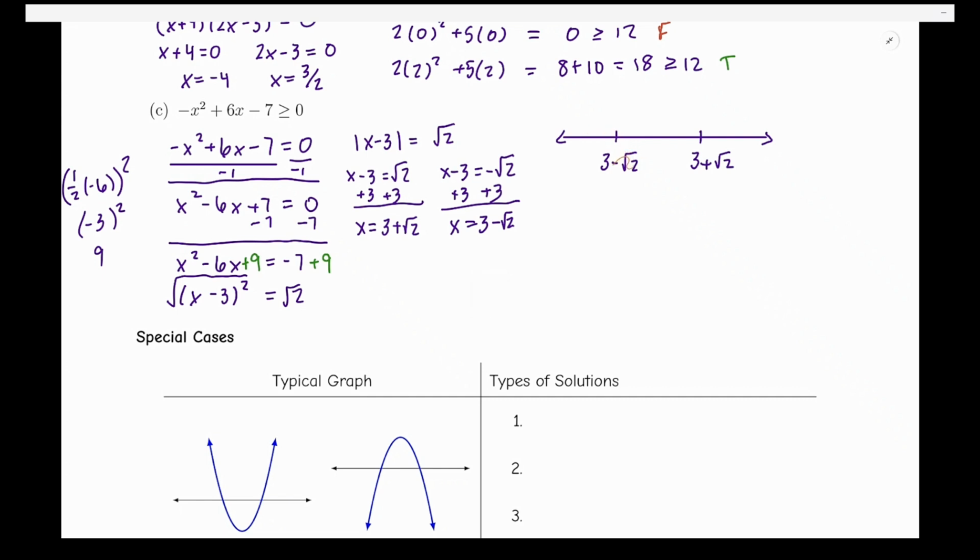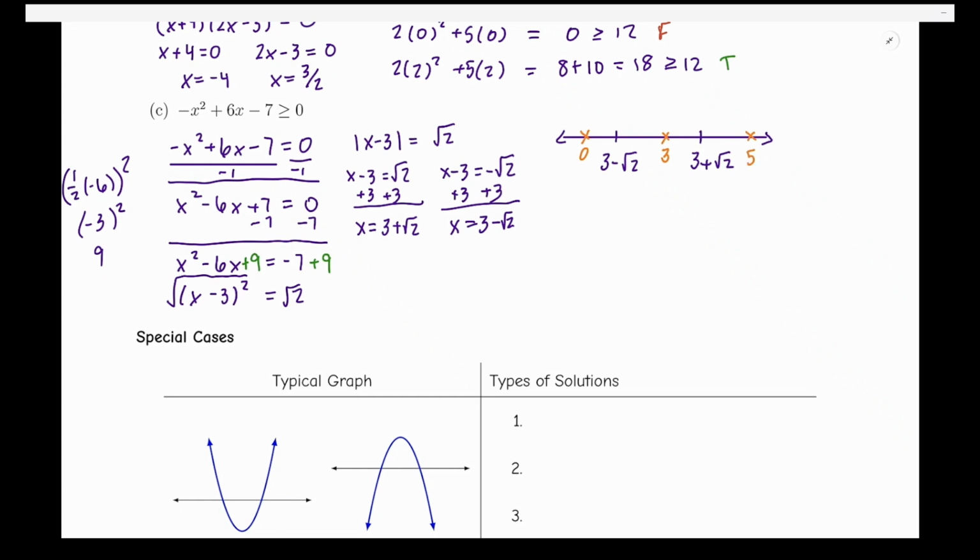3 minus square root of 2, I believe that's like 1.6, 1.5, something like that. So just to be safe, I'll pick 0. And since this is 3 minus a number and 3 plus a number, exactly in the middle of them would be 3. And then again, about 1.5, so just to be safe, I will pick 5.